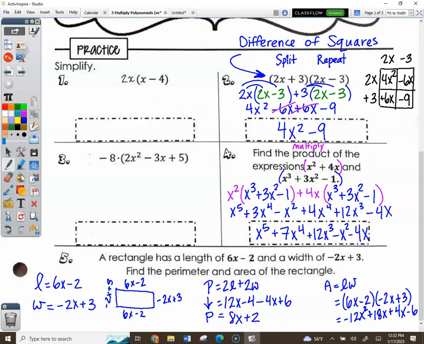Did you get negative 12x squared plus 22x minus 6? Yeah. Yes.